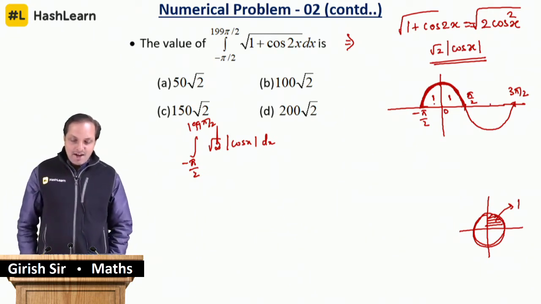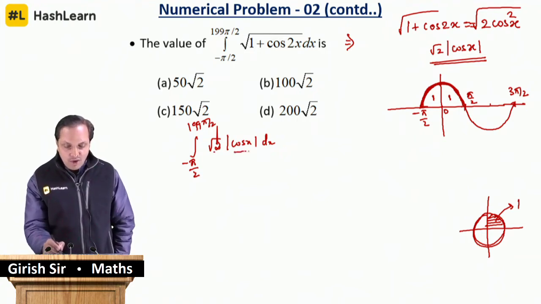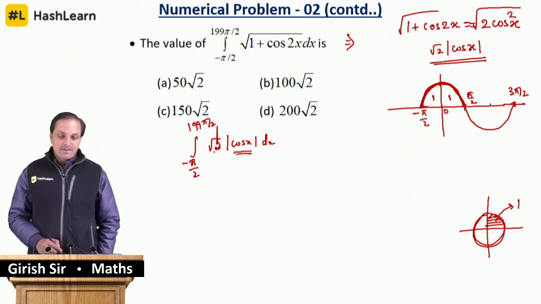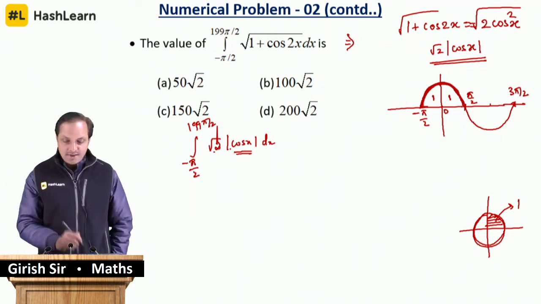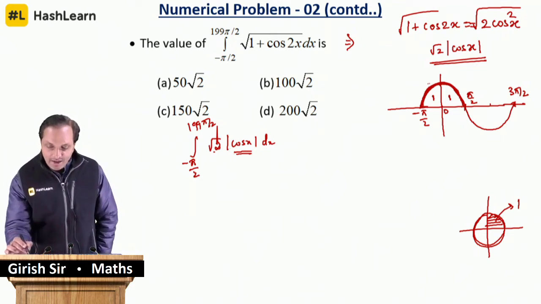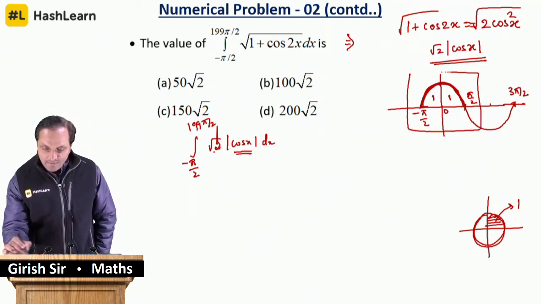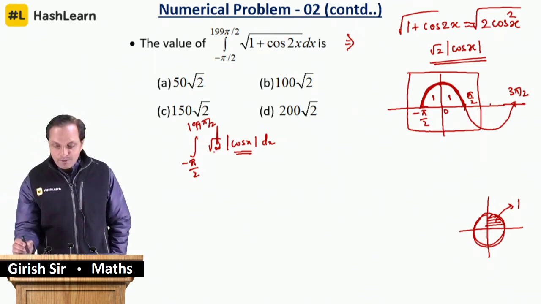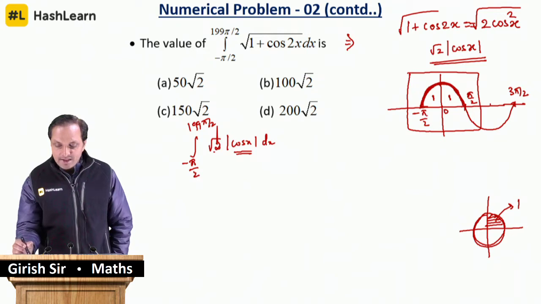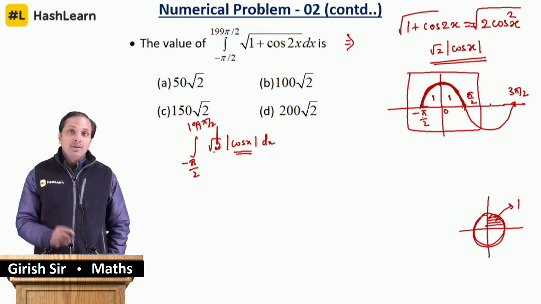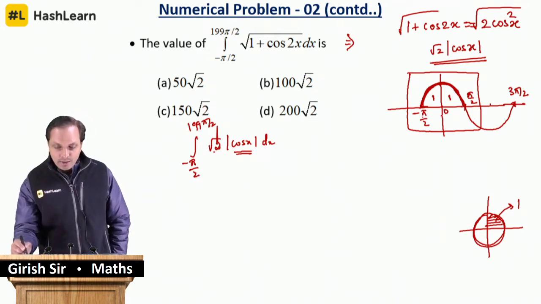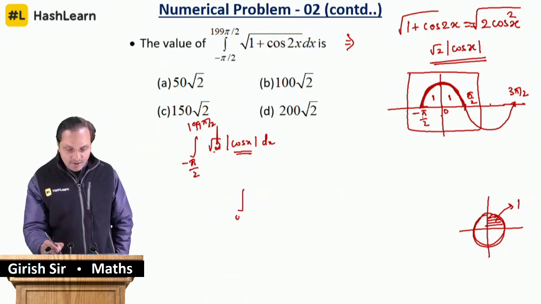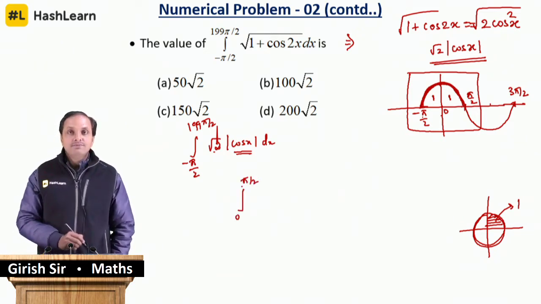So let us check now root 2 cos x, which is inside the mod x. Okay, mod cos x. So let me integrate only this part. If you want to integrate that part, from where to where do you need to integrate? Minus pi by 2 to plus pi by 2. If not, you can integrate only 0 to pi by 2.